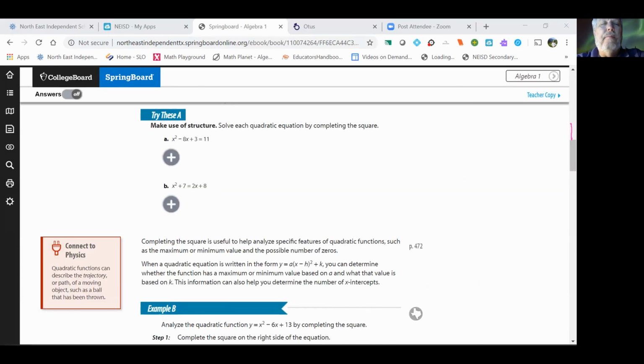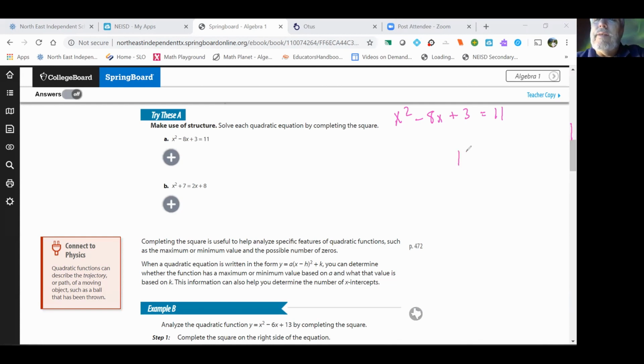Try these A. Make use of structure. Solve each quadratic equation by completing the square. A. X squared minus 8x plus 3 equals 11. And so we're going to see if we can get this side to be a perfect square trinomial. In order to do that, I'm going to take this 8, cut it in half. 8 divided by 2 is 4. And then I'm going to square it. I'm going to get 16.